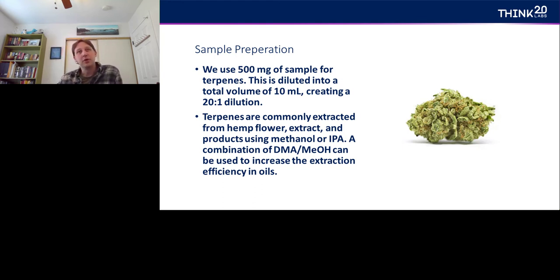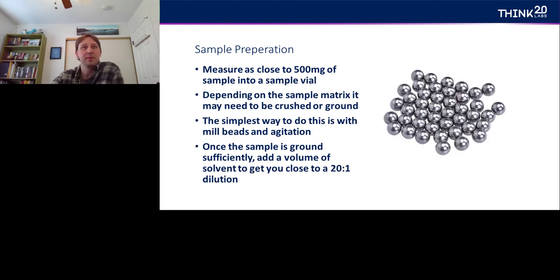So for terpenes, for hemp flower extract, we typically use methanol. So we grind up these 500 milligrams, we dilute it to a total volume of 10 milliliters. This creates a 20-to-1 dilution. Sometimes we can run into some problems with oils, so we use a combination of DMA and methanol, and that seems to increase our extraction efficiency.